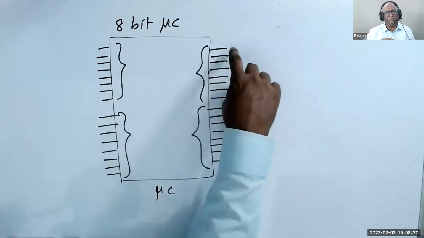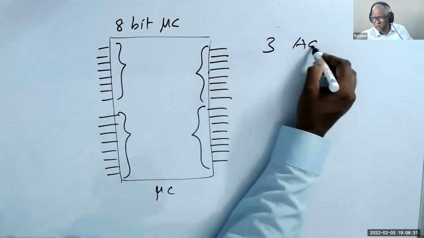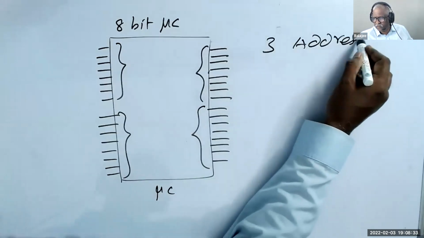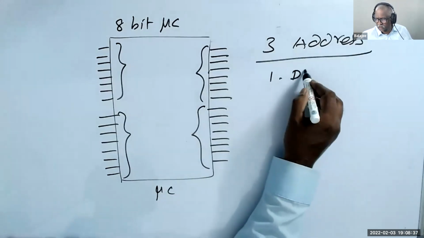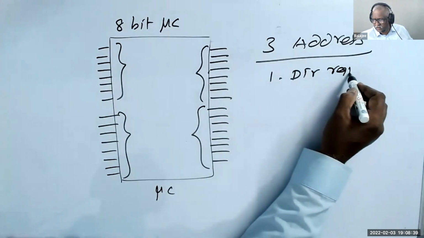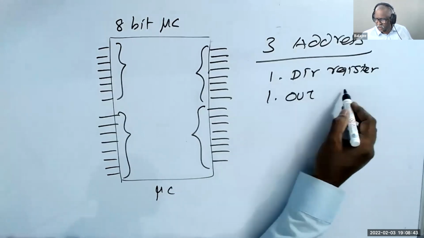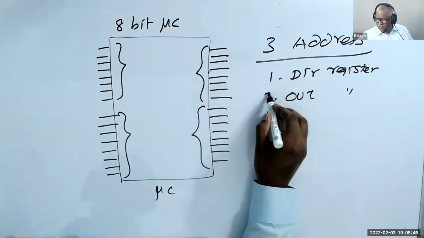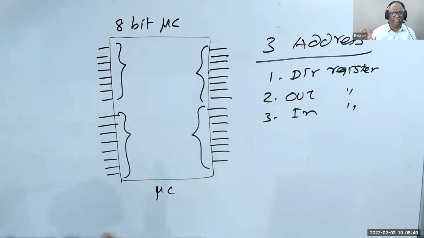Each port has 3 addresses. One is direction register. One is out register. One is in register. This is common in all the microcontrollers, please understand.